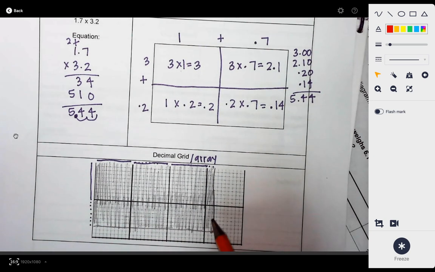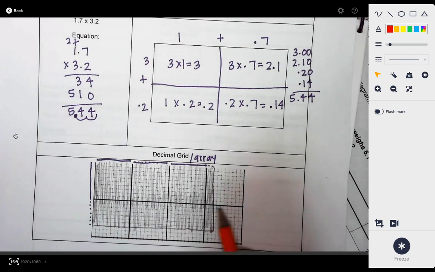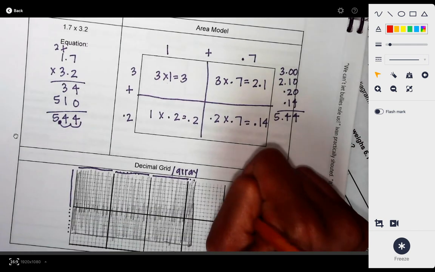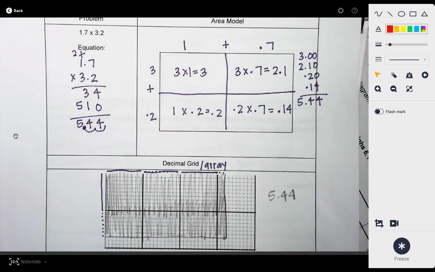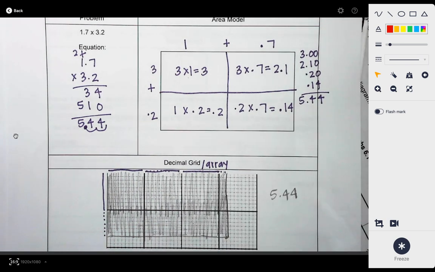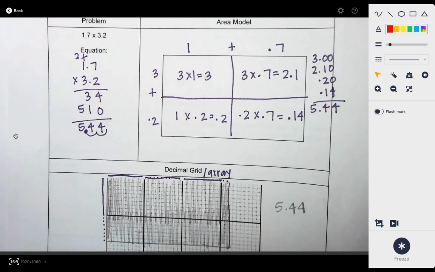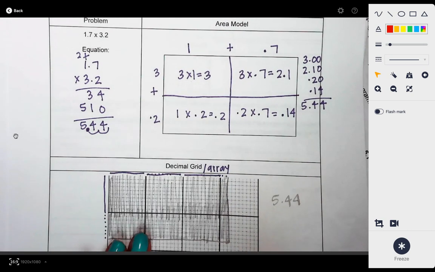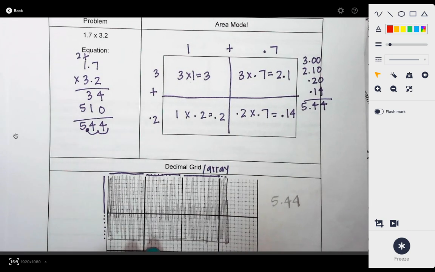The reason I count these as hundredths instead of tenths is because it doesn't take up an entire row or column. So instead of counting a row out of 10 rows or a column out of 10 columns, I'm counting one square out of 100 squares. So when I add them all together, I get, again, my 5 and 44 hundredths. Okay. So these area model and the decimal grid are the concrete models that they'll be asked to use.